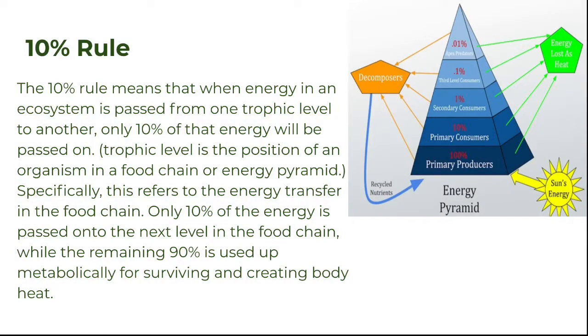The 10% rule means that when energy in an ecosystem is passed from one trophic level to another, only 10% of that energy will be passed on. The trophic level is the position of an organism in a food chain or energy pyramid. Specifically, this refers to the energy transfer in the food chain. Only 10% of the energy is passed on to the next level in the food chain, while the remaining 90% is used up metabolically for surviving and creating body heat.